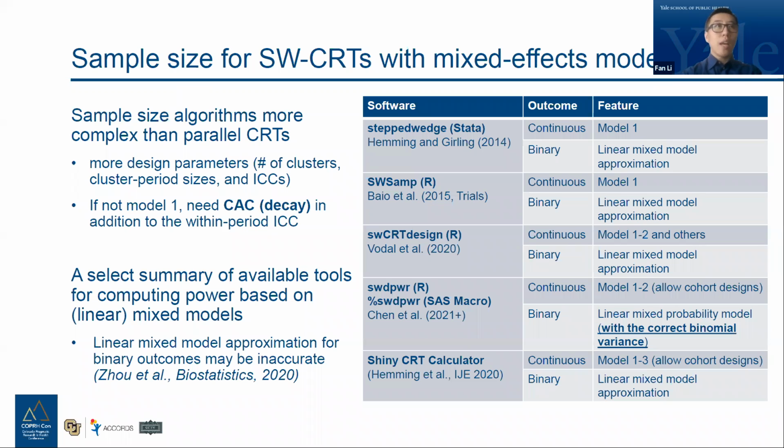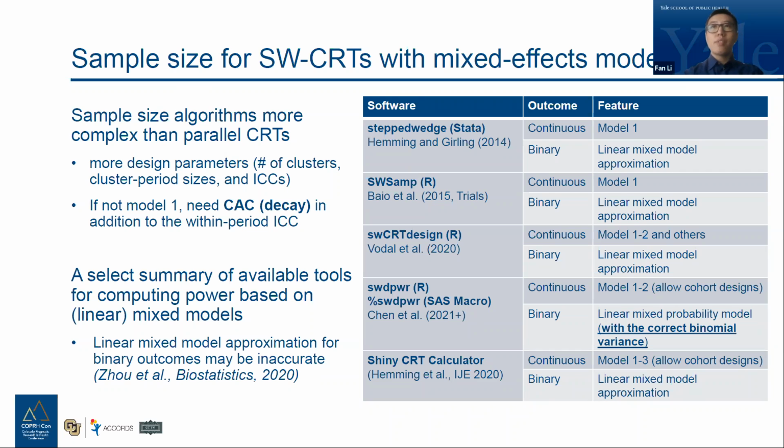There are some ongoing efforts in developing tools to facilitate sample size estimation for SW-CRTs. And I provide a select summary of these available tools for computing power based mostly on the mixed effects models. As we can see, there are R packages as well as other packages, but also a recent Shiny CRT calculator that was published in the International Journal of Epidemiology that accommodates models 1 to 3 that were mentioned previously, as well as their extensions to cohort designs.